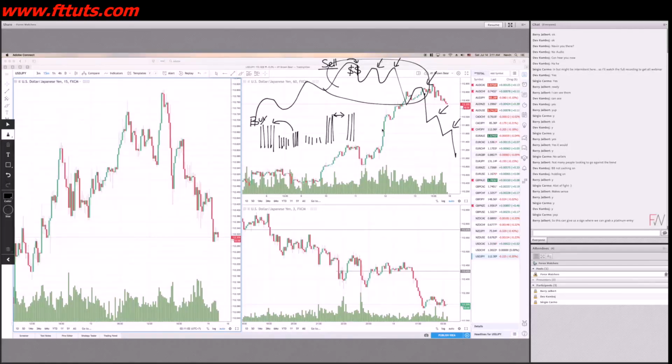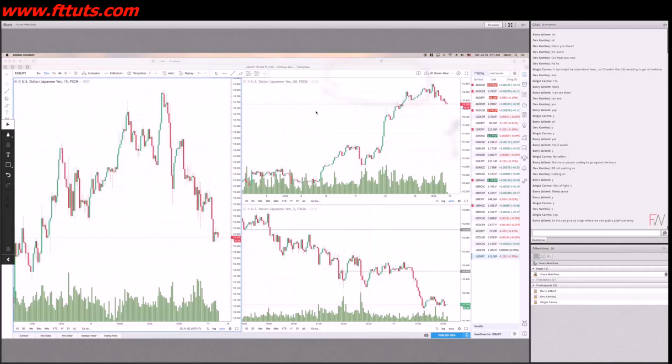So Barry, you're saying this can give us a sign where we can grab a platinum entry? No, not necessarily the platinum entry, because we still need that confirmation, right? Because what we're looking for is whether the big boy is really out or not. So we can't still ignore our normal price action reading.